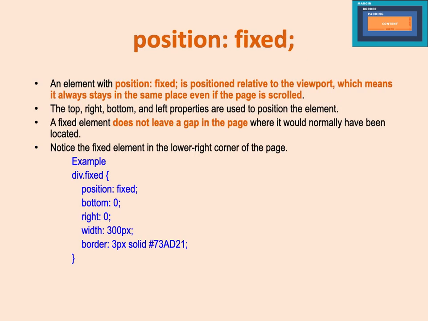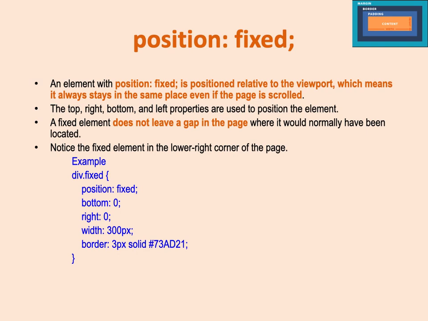Position fixed, that is the third position property value. An element with position fixed is positioned relative to the viewport, which means it always stays in the same place where it is defined. Even if the page is scrolled up or down, the position of the fixed element will not change. The top, right, bottom, and left properties are used to position the element. A fixed element does not leave a gap in the page where it would normally have been located.